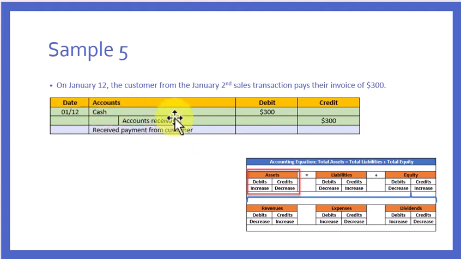So we're going to debit cash for $300 because we received the $300. We're going to credit accounts receivable, which decreases the account. We want to decrease that account because when the customer pays us, they no longer owe us that money. So debit cash, credit accounts receivable for $300, and explanation is we received payment from customer.